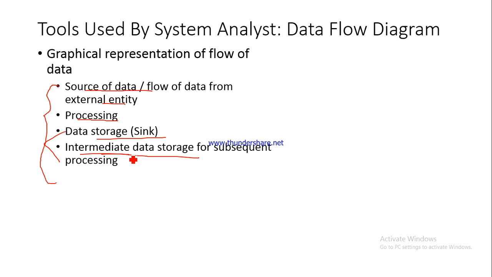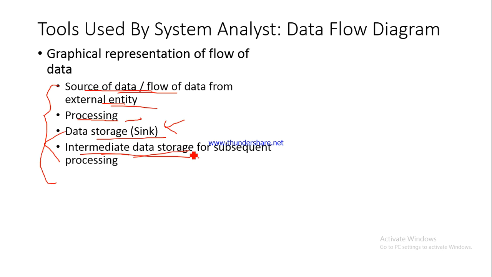So where does the data go here? And where does the data come in from? It could be coming in from some internal database, it could be coming in from some external entity. So everything, and how is it going to be processed? What is the sequence of processing? Are there any intermediate data storage in between the processing stages? So all this is actually shown in this particular diagram.